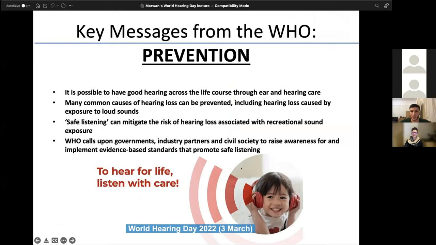So we're close to the wrap up, and these are just some key messages from the World Health Organization due to World Hearing Day, which is obviously the event that's gathered us here today. And these key messages are that it is possible to have good hearing across the life course through ear and hearing care. Many common causes of hearing loss can be prevented, including hearing loss caused by exposure to loud sounds, such as at events or even listening through headphones. Safe listening can mitigate the risk of hearing loss associated with recreational sound exposure.